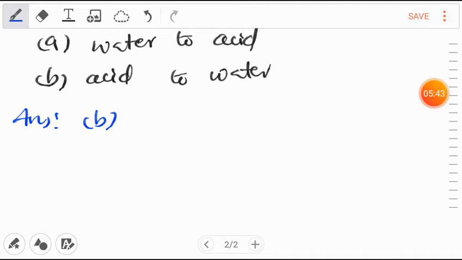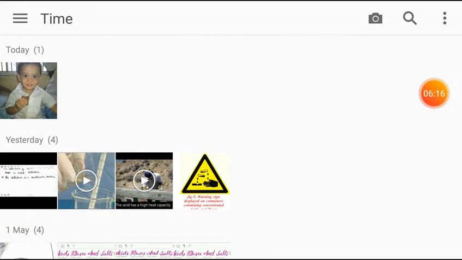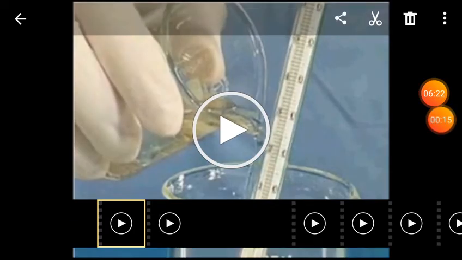If you add water to acid, what will happen? Water to acid, what will happen? It is a vigorous reaction. So the water may sprinkle out, or an explosive reaction we can say. That's why it is dangerous. So what are we going to do? Only acid to water we are going to add. This is the answer, and we will see the experiment and you can understand easily. Once you see the experiment I will show you. So this is the answer.